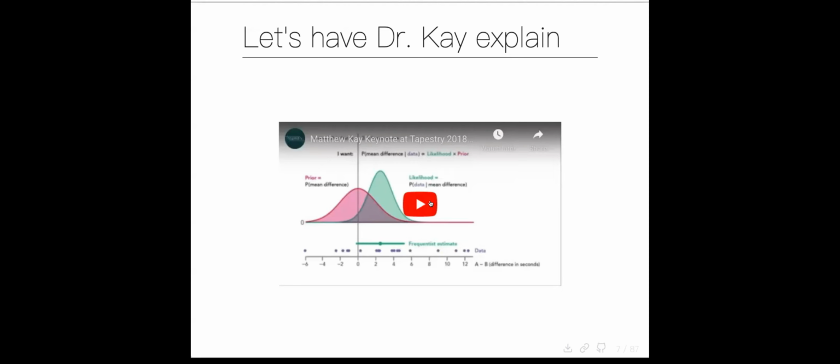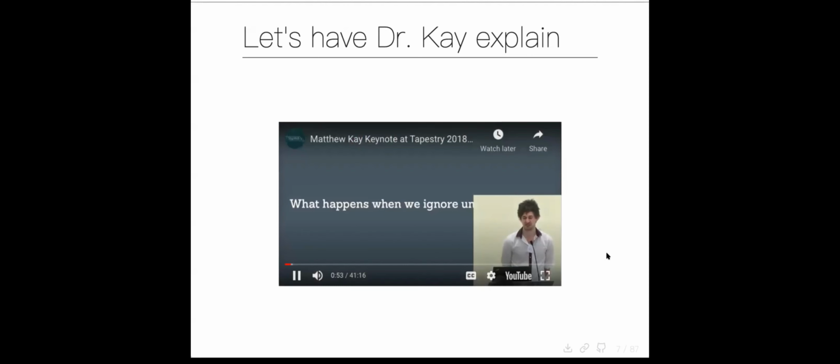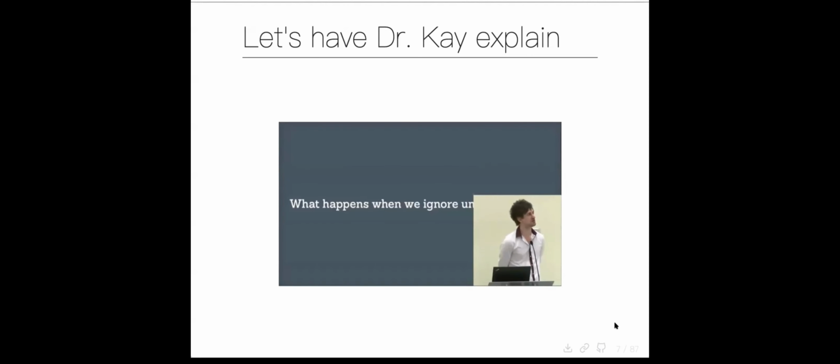So let's have Dr. K explain. I'd like to start with this question, which is what happens when we ignore uncertainty? This is one of my favorite examples of an uncertainty visualization.